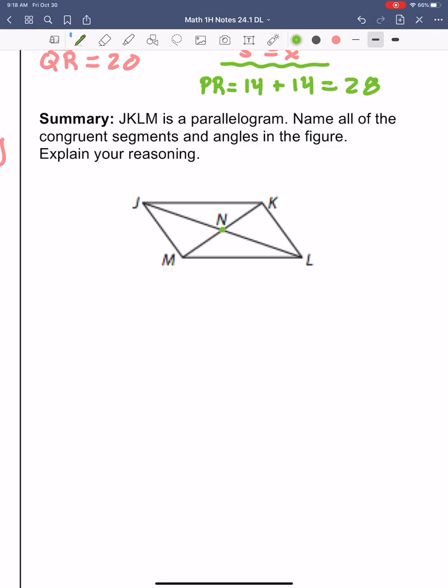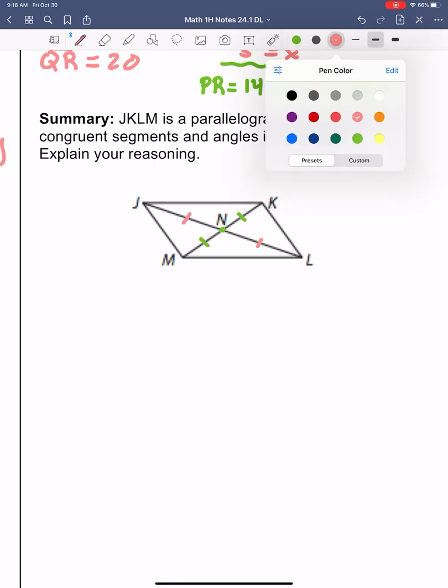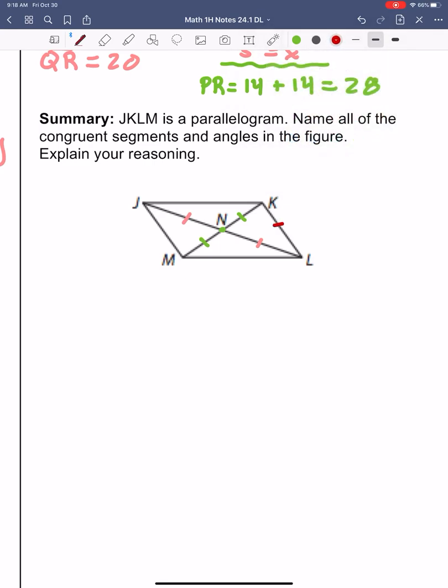So that means that M to N is the same as K to N. So those things are the same length. And then same thing over here, we can say that J to N and L to N are the same, right? So those things are getting cut in half, so the diagonals there. We already said that opposite sides are congruent. So these opposite sides are congruent.